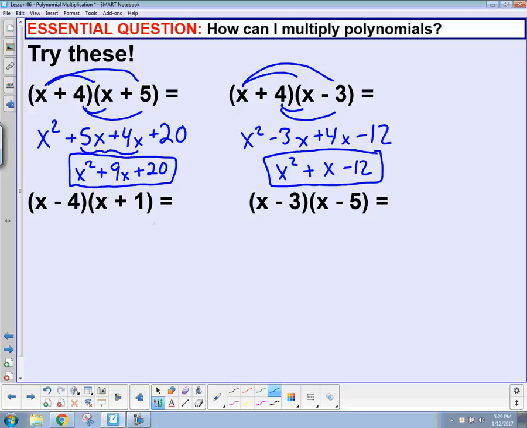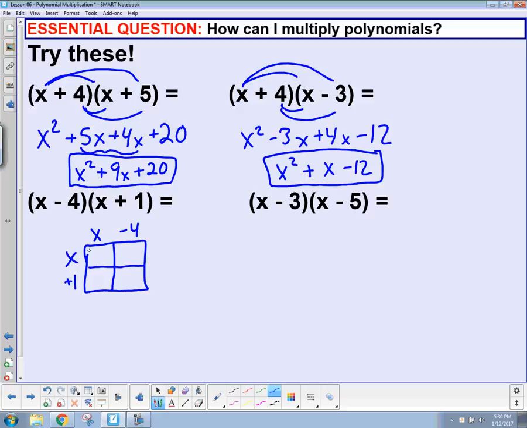Let me show you the Punnett squares. Again, you pick your favorite, okay? Punnett square, you're going to draw a box. Now this is a binomial and that's a binomial, so you're going to need 2 rows and 2 columns. Okay? So put this one on top, x minus 4. Notice the minus sign stuck with the 4. X plus 1. Again, that's a positive one.